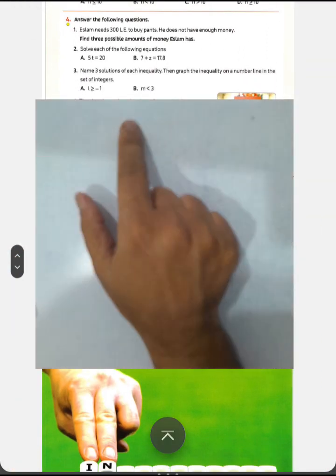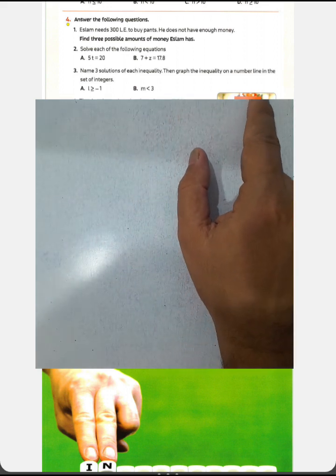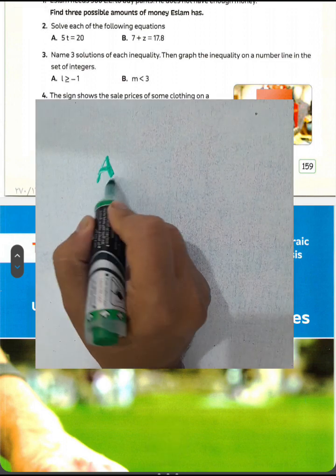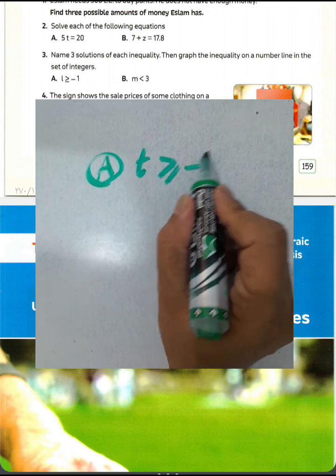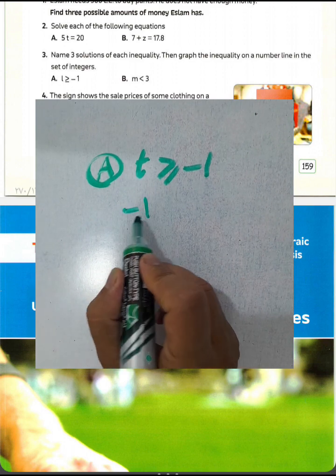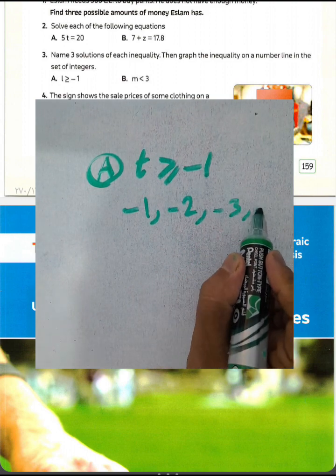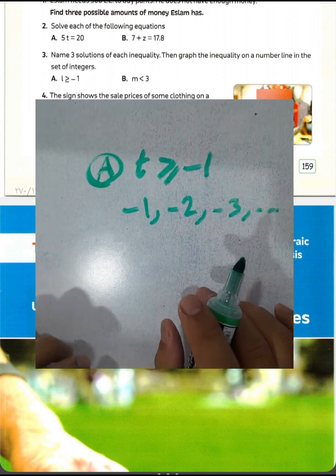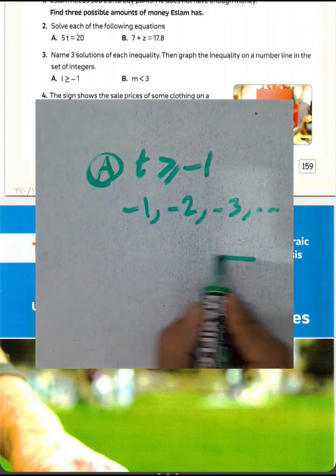Name 3 solutions of each inequality, then graph the inequality on a number line. Letter A. We have here t is greater than or equal to -1. We can find the solutions. It will be what? -1 and -2 and -3 and so on. You can write any solution as you like. Take any numbers and write them on the number line here.